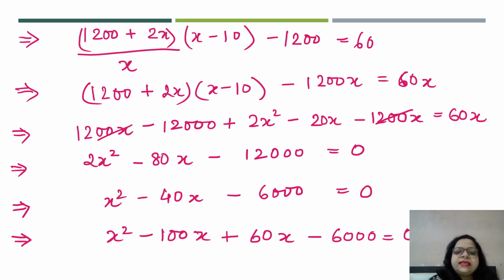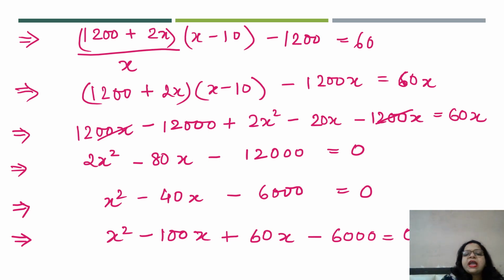60x will come to the left hand side. It will become minus 60x. So minus 60x plus minus 20x will give you minus 80x. Minus 12,000 is equal to 0. We can divide the left hand side by 2. What do we get? x square minus 40x minus 6,000 is equal to 0.